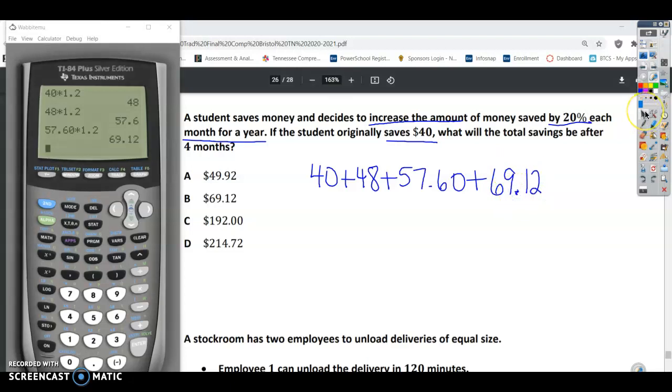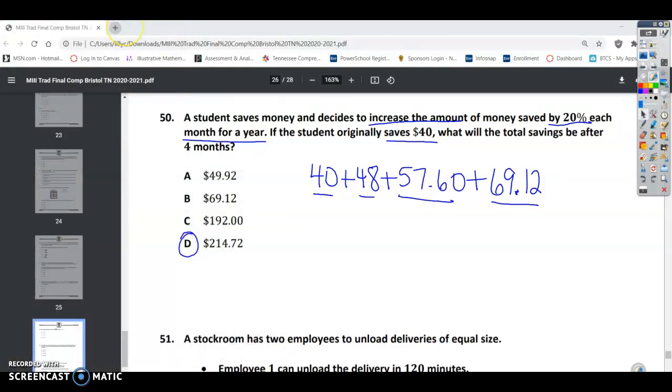All right, so what we need to do is just add up. It says for 4 months, so we've got 1 month, 2 months, 3 months, and 4 months. So to add that up, we're just going to do 69.12 plus 57.60 plus 48 plus 40. And that equals $214.72. So you can see that the answer here would be D.